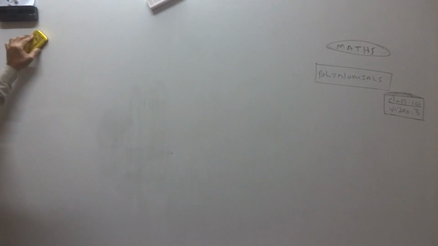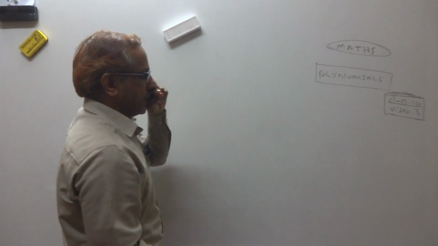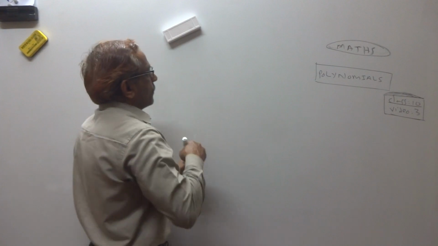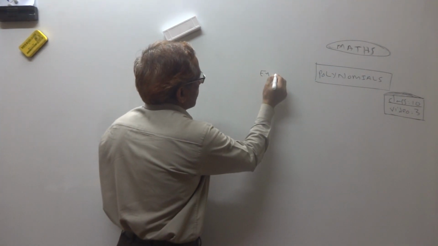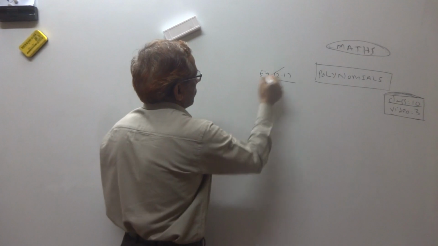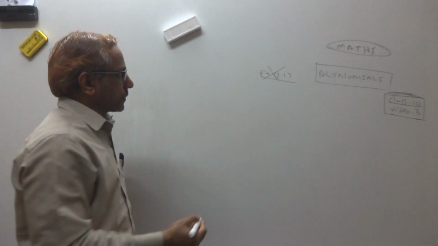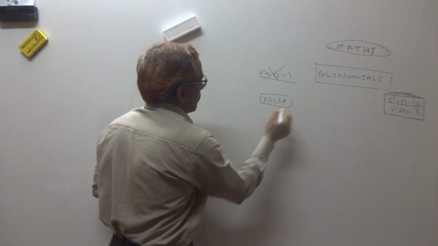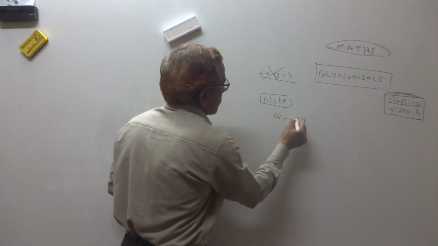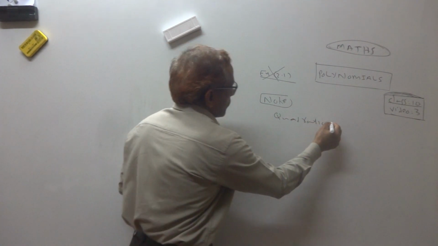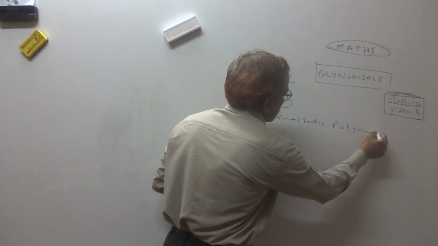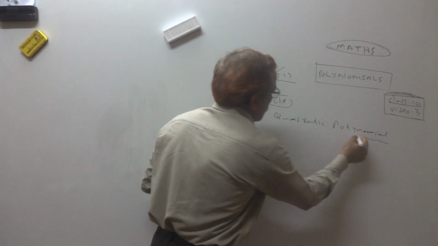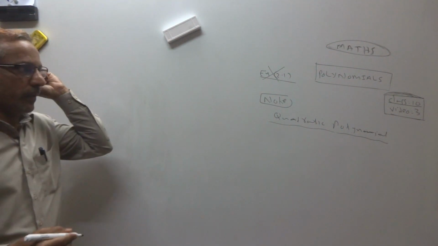Now see what is the new thing. Now in the exercise, we already completed 2.1 last class. This is finished. Now what is there in 2.2? A note please about this quadratic polynomial. Now the second exercise is based on this quadratic polynomial.